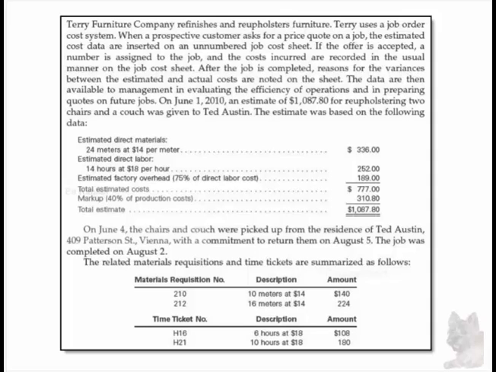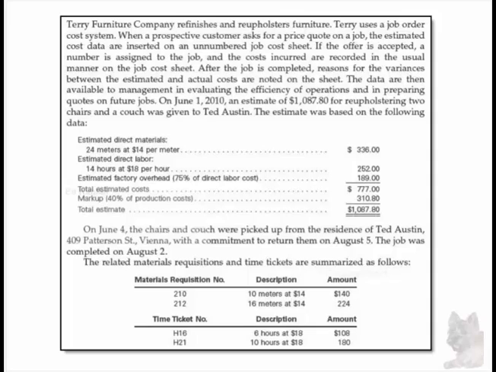When a prospective customer asks for a price quote on a job, the estimated cost data are inserted on an unnumbered job cost sheet. If the offer is accepted, a number is assigned to the job and the costs incurred are recorded in the usual manner on the job cost sheet. After the job is completed, reasons for the variances between the estimated and actual cost are noted on the sheet. The data are then available to management in evaluating the efficiency of operations and preparing quotes on future jobs.